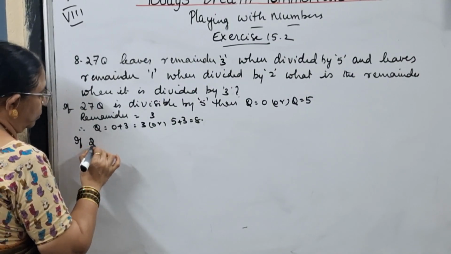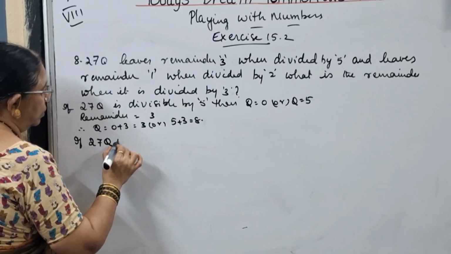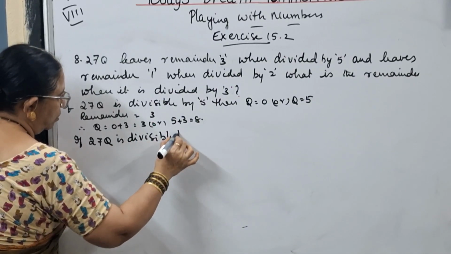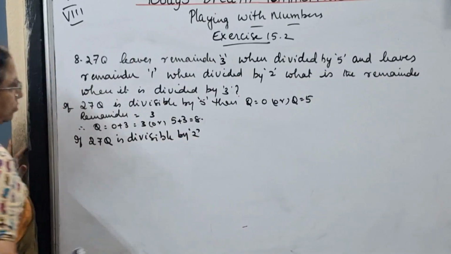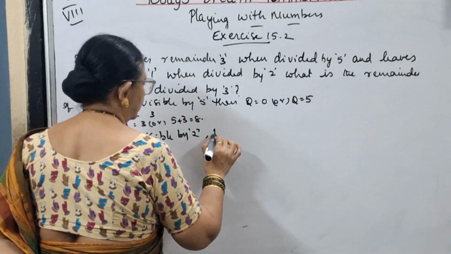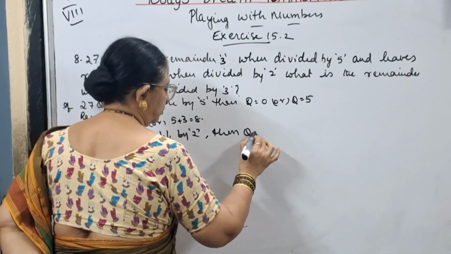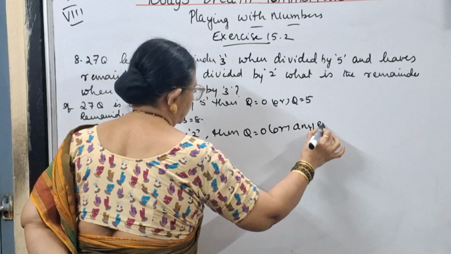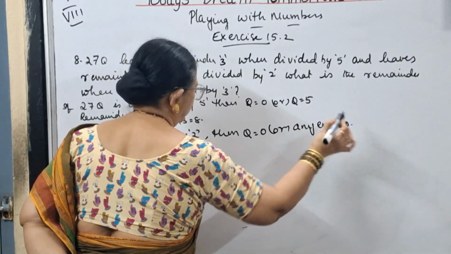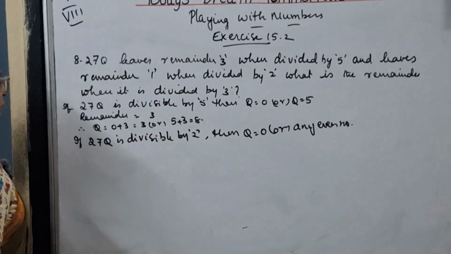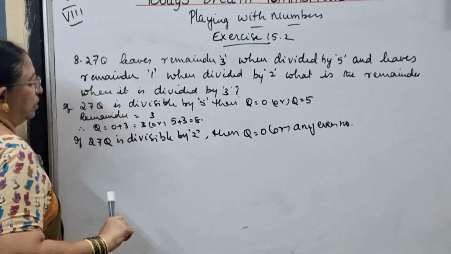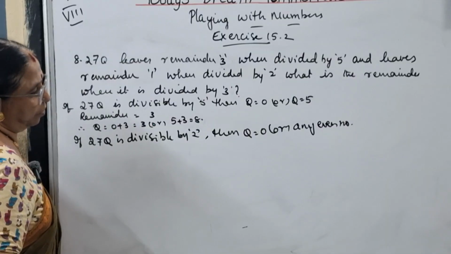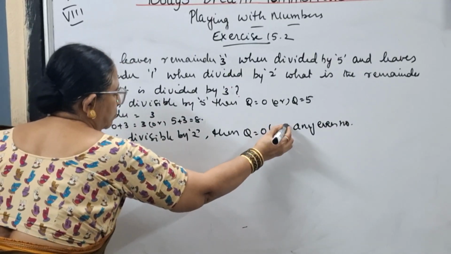If 27q is divisible by 2, then q should be either 0 or any even number. This is the property, no? Property of divisibility property of 2. Either units place should be 0 or any even number. Okay, 0 or any even number.